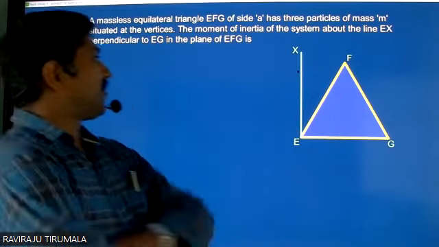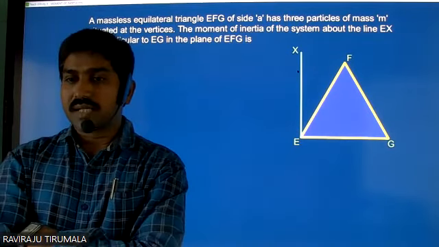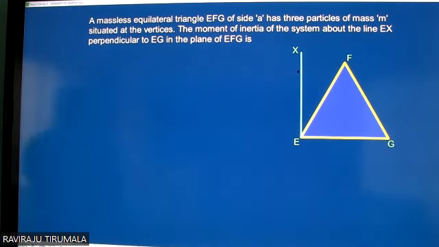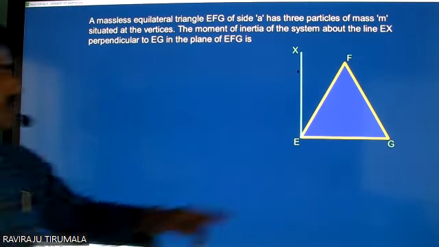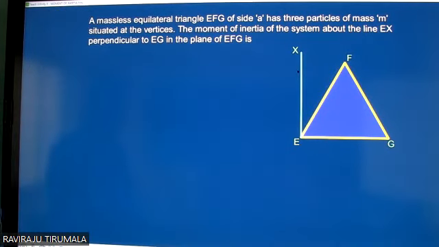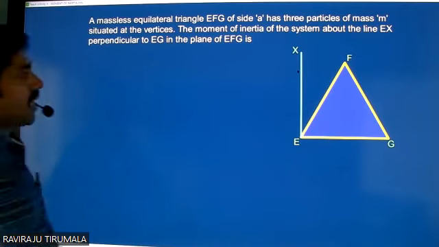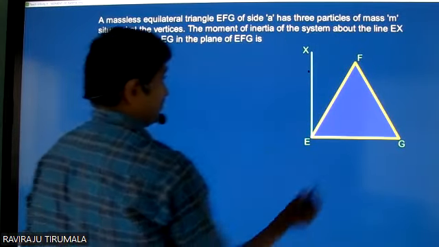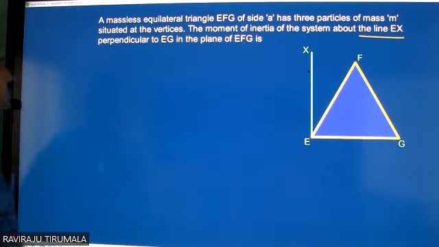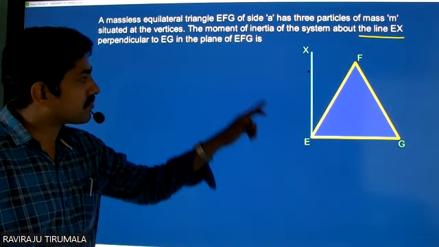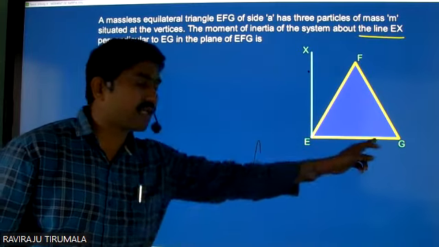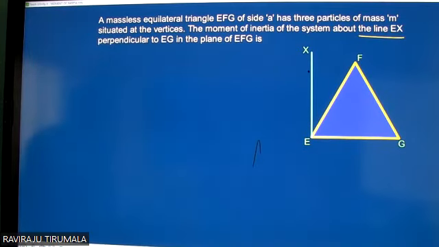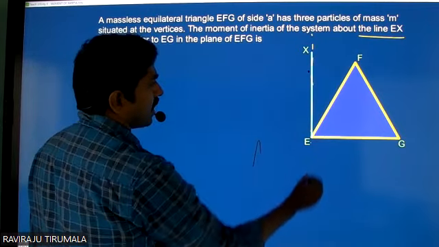See how many particles were taken here? 3 particles. All are identical particles only. Mass of each one is m only. And length of side A is given. Now, what is the axis given here? About the line EX, perpendicular to EZ. EX is perpendicular to EZ given. Now, EX in the sense, you can extend the line also.